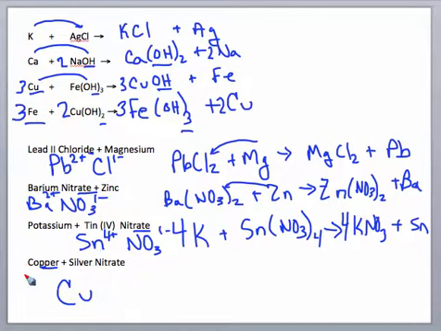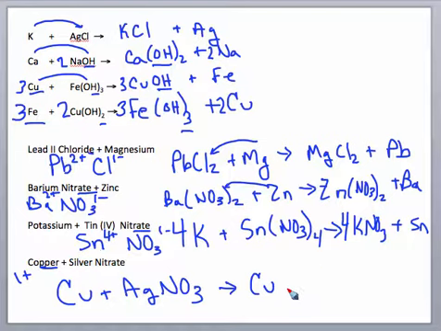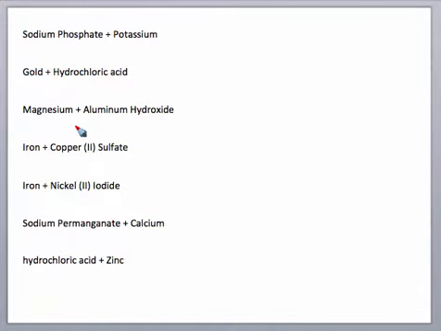Copper, again, let's assume it's copper 1 plus silver nitrate. Silver is also 1 plus, and I would need to tell you that. So we'll have copper nitrate, and then the silver gets kicked out on its own. Okay, let's move on. Okay, so let's write some more reactions.